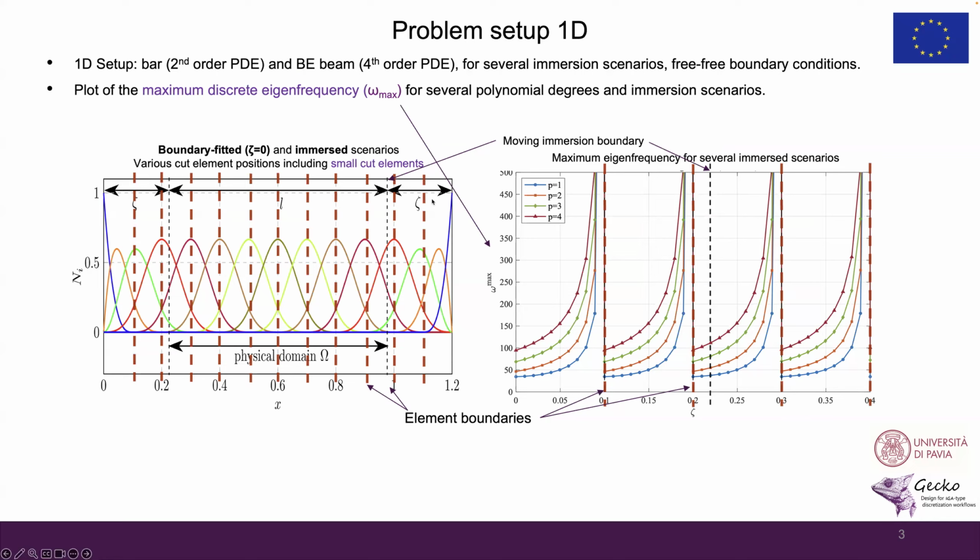When zeta reaches the element boundary, the cut element disappears entirely and the behavior resets, similar to a boundary fitted case. And then increasing the immersion boundary more leads to a repeating behavior. As the moving immersion boundary increases, cut elements become smaller, and the maximum discrete eigenfrequency diverges, as we can see here. This has negative effects for the critical time step, as we already discussed in the previous slide. For a more detailed explanation of this setup, you can refer to the previous video.